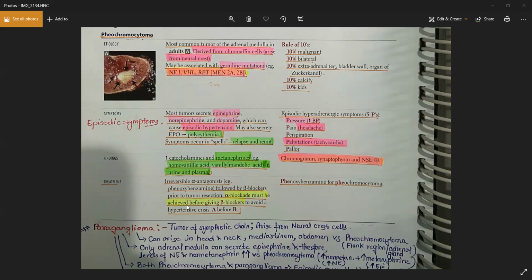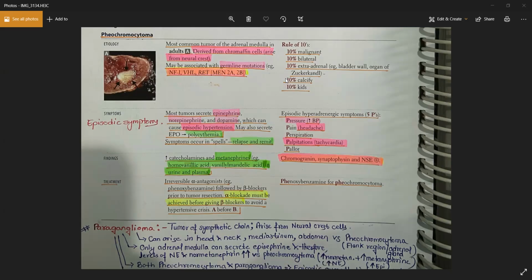Okay, is it to prevent the unopposed alpha? But why do you need to give the alpha and the beta blockers? What is happening during surgery? During surgery, we might press the tumor and there might be an increased release of epinephrine and norepinephrine. Exactly. Because of this pressing of the tumor, you can release the catecholamines, and that can stimulate the alpha and beta receptors, and that's why you need to block the alpha and the beta receptors also.